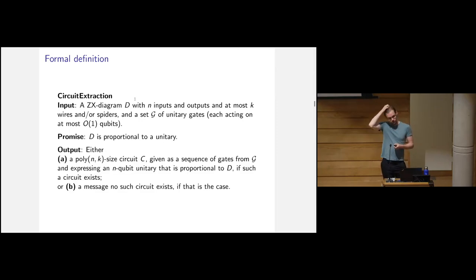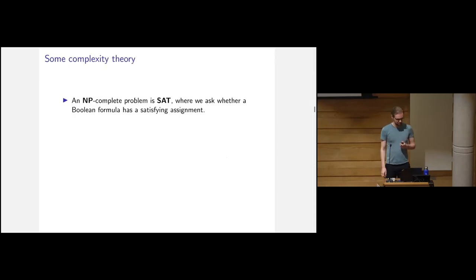The output of the algorithm should be either a circuit describing the unitary or a message that no such circuit exists. And this circuit should be polynomial in size in the number of qubits and number of gates. If it wasn't polynomial size, it wouldn't be efficient to start with. So this, I think, is a reasonable condition to ask for.